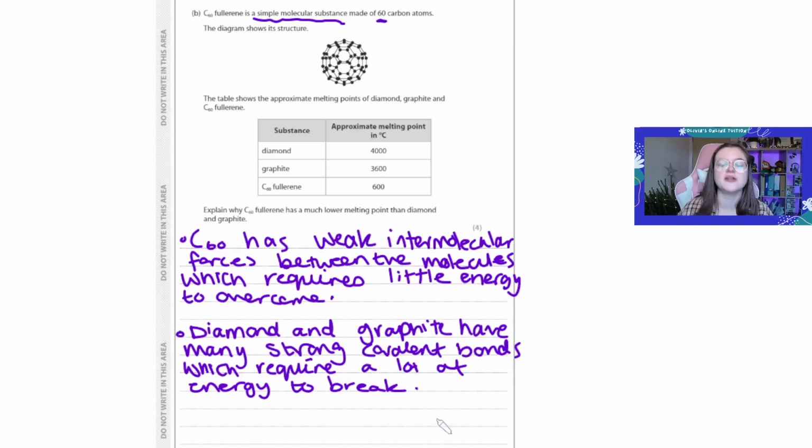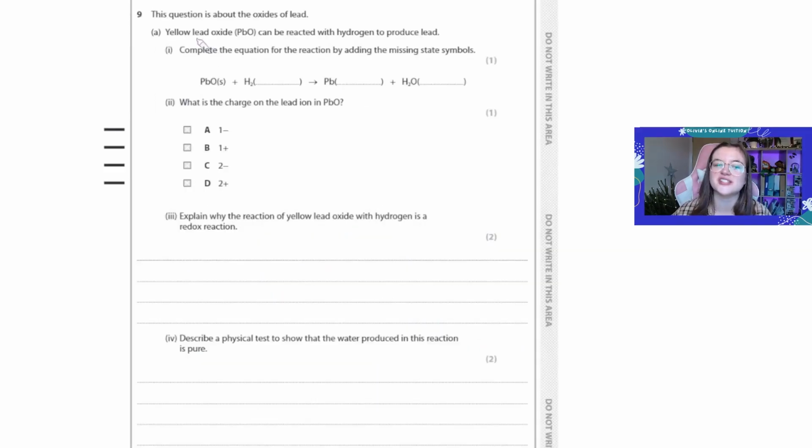There, that will be the end of question 8. On we go. Question 9. This question is about the oxides of lead.